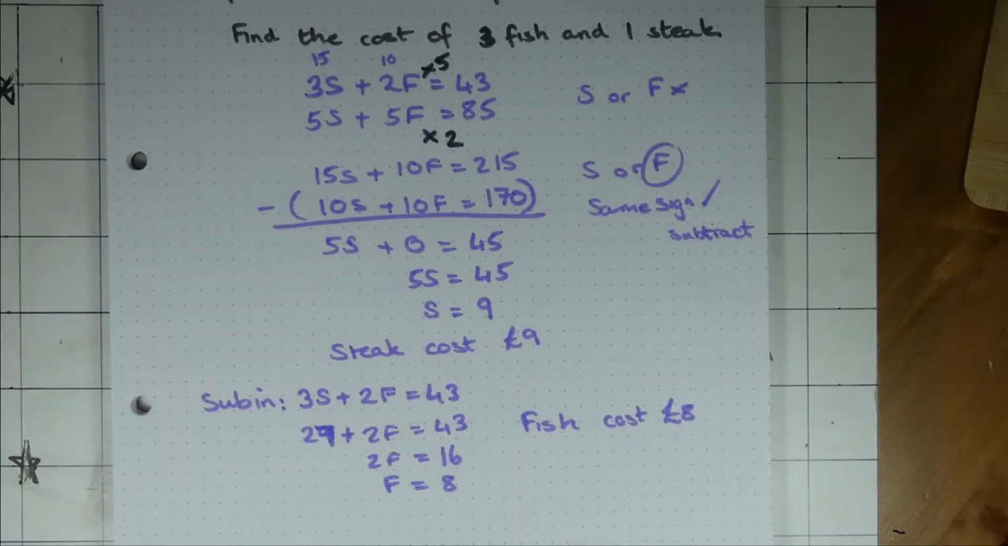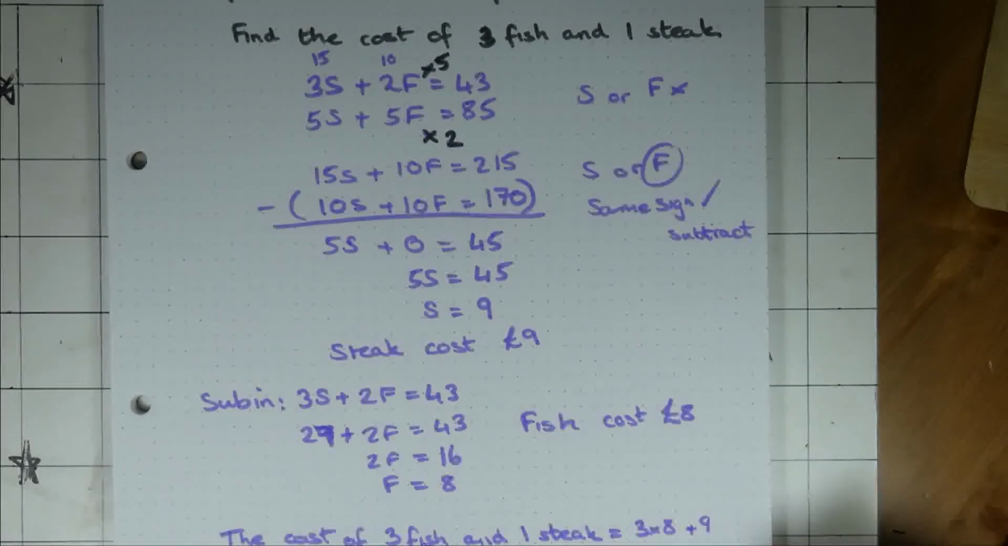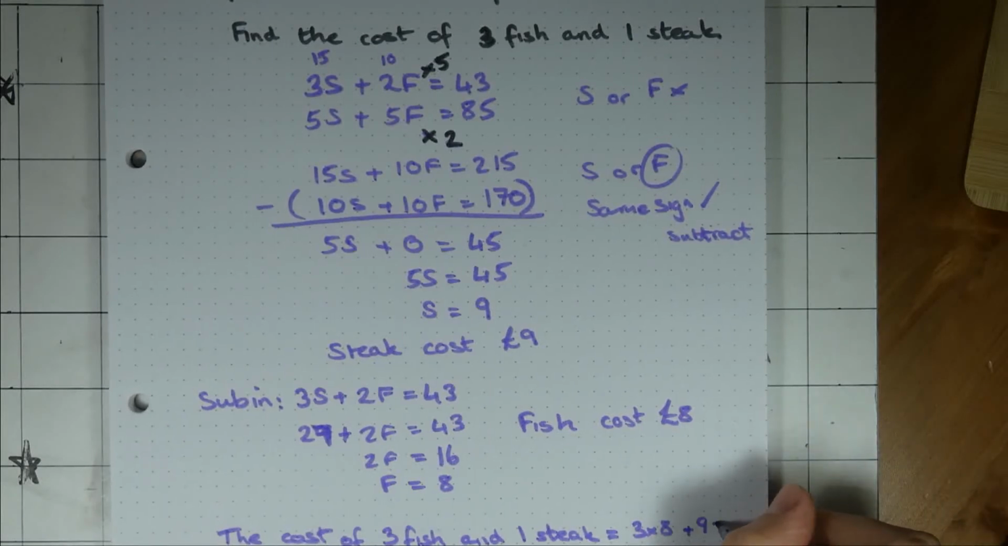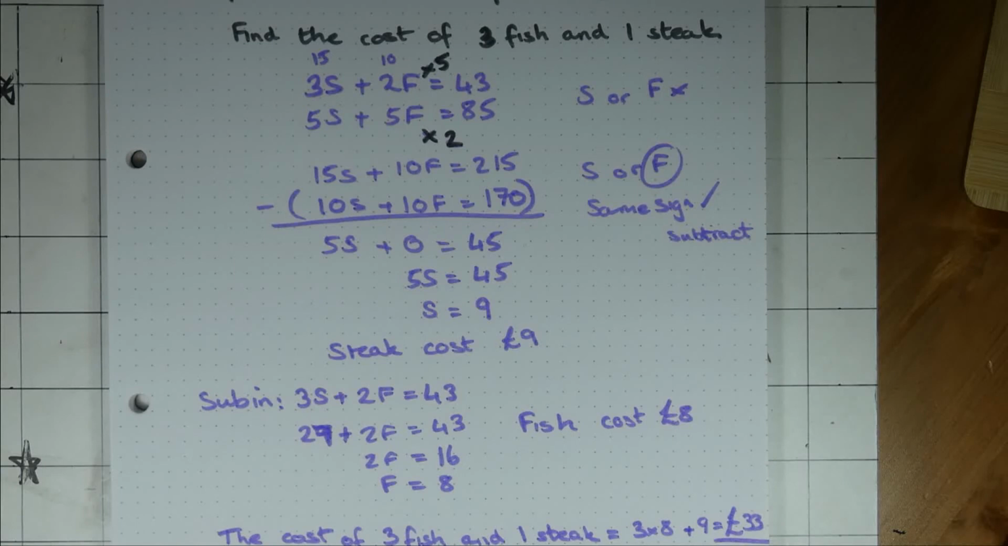Lastly, what was the question? What were we actually asked to do? Find the cost of 3 fish and 1 steak. So we can state that the cost of 3 fish and 1 steak equals 3 times 8, 3 lots of fish, 1 lot of steak, plus 9. And just so it's still on the screen, 24 plus 9, £33. And that is you done.